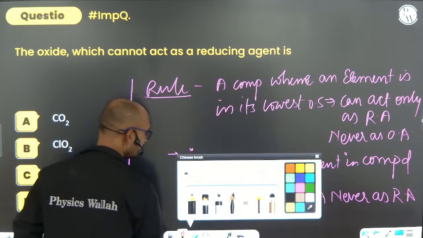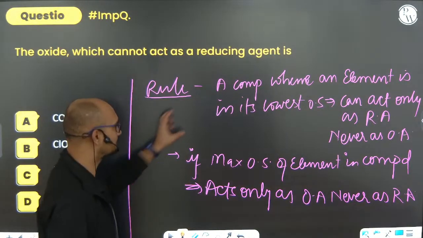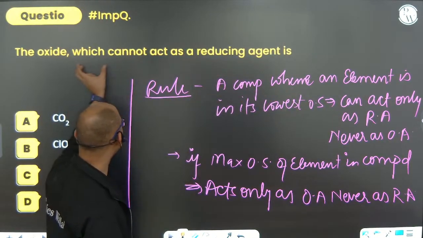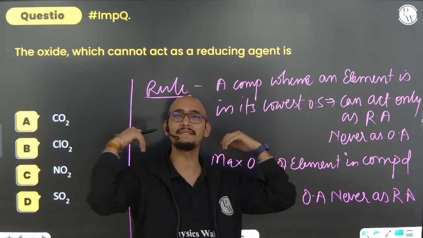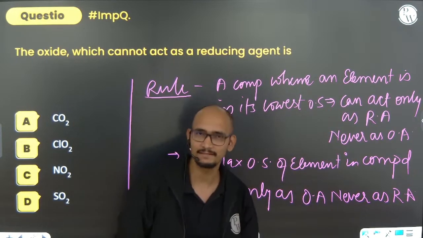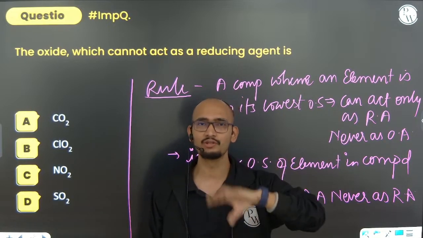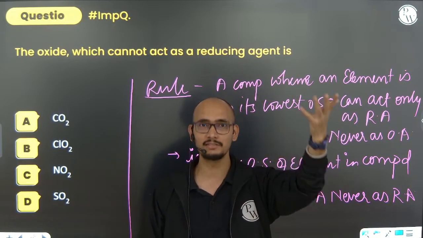Okay, got that. Next, let's come to this point. It says cannot act as reducing agent. If something cannot act as a reducing agent, it is going to act only as an oxidizing agent. Why am I saying it? An oxidizing agent gets reduced, and a reducing agent always gets oxidized. Just think about it.